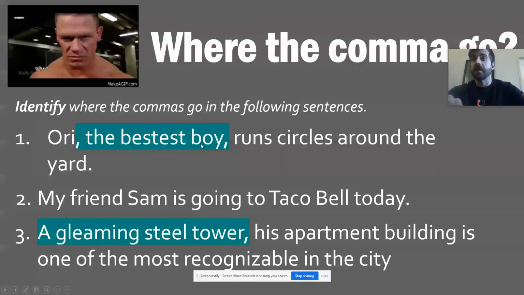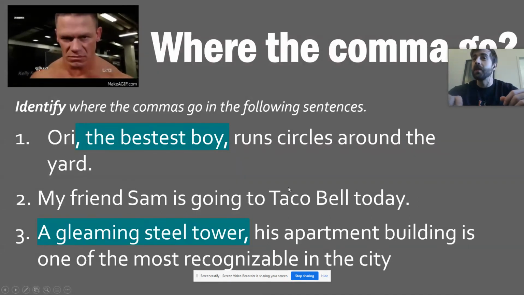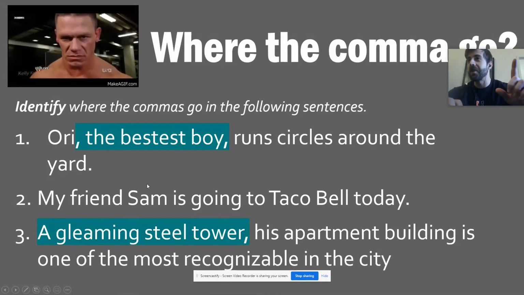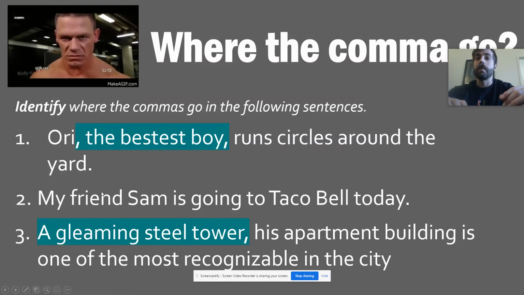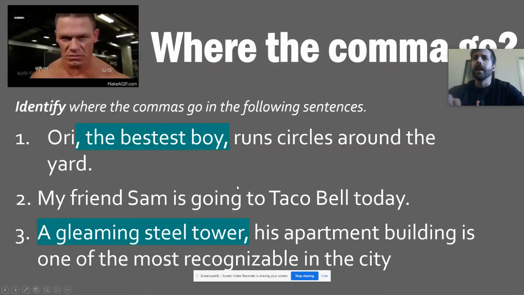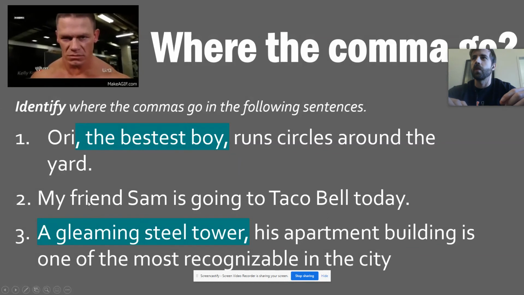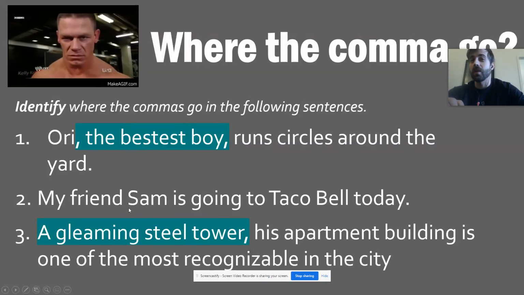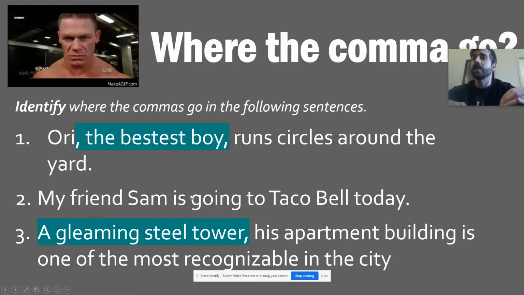So Ori, the bestest boy, runs circles around the yard. Ori is my dog. My friend Sam is going to Taco Bell today. I left this off because I'm going to imply that I have more than one friend. Maybe you do only have like one best friend. So I might say my best friend, Sam, is going to Taco Bell today. Because if you know me and Sam, we get along really well. So if I had maybe a more specific definition of who this friend is, I might add commas in. Or maybe if you're like, man, I'm a person who only has one friend, put those commas in there, right? Changes the context, or the context changes the sentence.